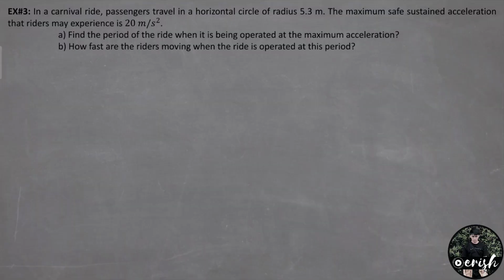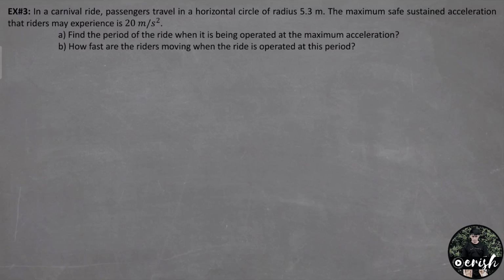Example number 3. In a carnival ride, passengers travel in a horizontal circle of radius 5.3 meters. The maximum safe sustained acceleration that riders may experience is 20 meters per second square. Letter A. Find the period of the ride when it is being operated at the maximum acceleration. Letter B. How fast are the riders moving when the ride is operated at this period?